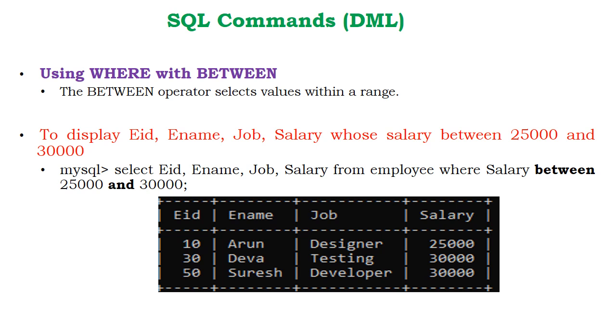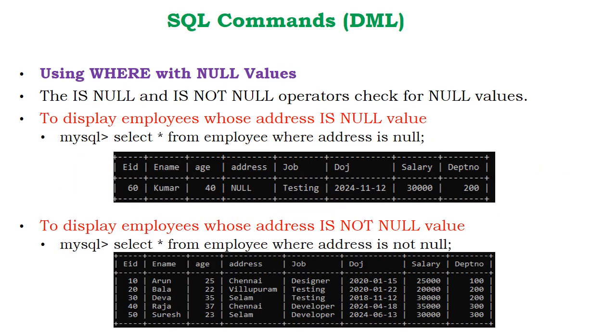Then BETWEEN. So what is BETWEEN? The operator selects the values within a range. For example, display the employee ID, employee name, job, and salary whose salary is between 25,000 and 30,000. So I want the details within the range. Automatically it will verify the condition, and if the condition is satisfied, automatically it will display the data.